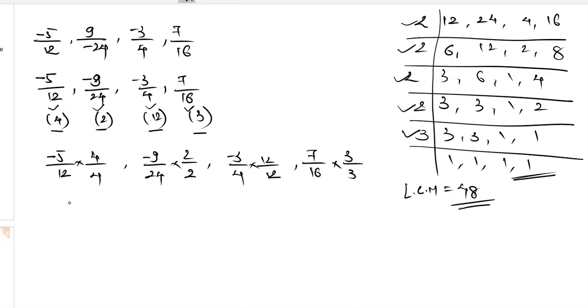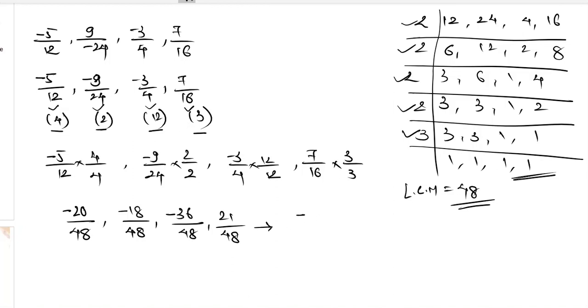Okay, now I'm going to multiply the numerator. So it is minus 20 by 48, minus 18 by 48, minus 36 by 48 and 21 by 48. Now it's easy to arrange them in ascending order. So what is the ascending order? Which is the smallest one? I will write it first.